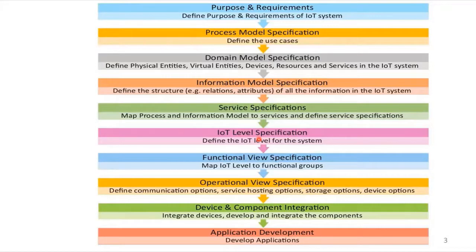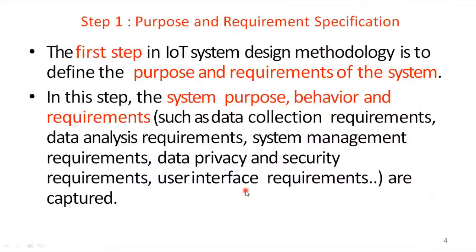We already discussed the concept. And then IoT level specification: you have 6 levels for designing any IoT system. That's called the deployment template for any IoT system. And then functional view of a system, operational view of a system, and then device and component integration, finally application development. You discussed those concepts. Now you will discuss them one by one.